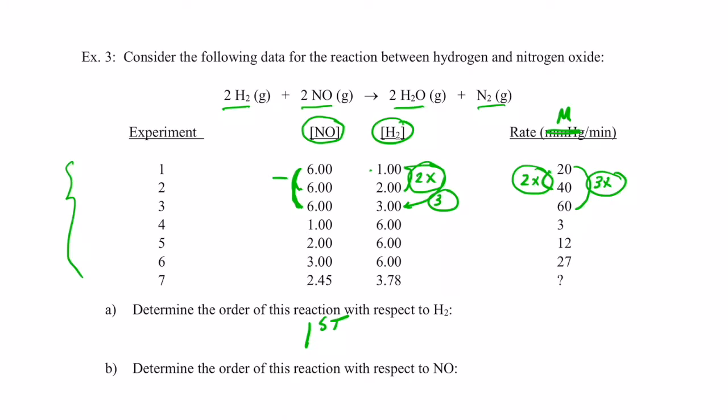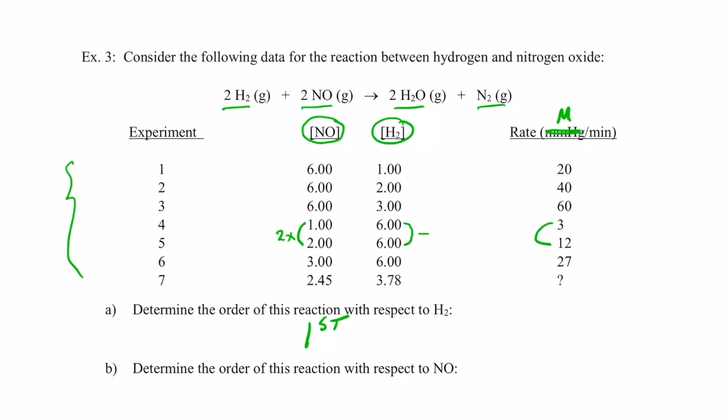All right, let's clean this up a little bit, and let's see if we can find the order with respect to NO. So for NO, what experiments are we going to use? Yeah, let's take a look at experiment 4 and 5, where I keep the concentration of H2 constant, and I double the concentration of NO. Now when I do that, my rate goes from 3 to 12 molarity units per minute. It quadruples. So I doubled NO without changing the H2, and my rate quadrupled.